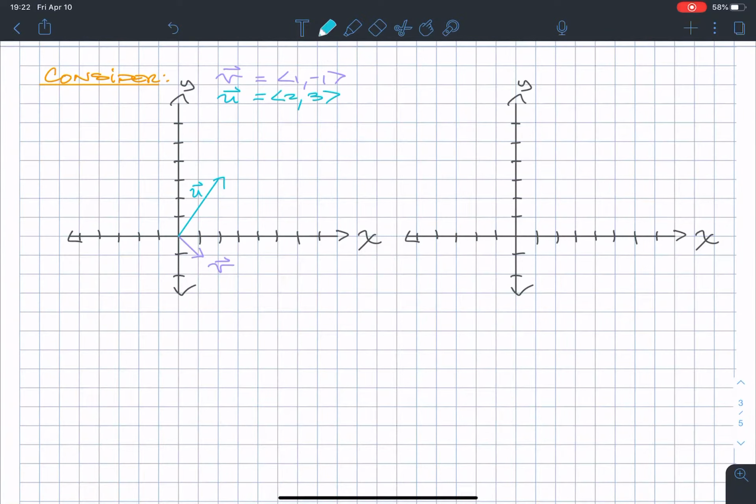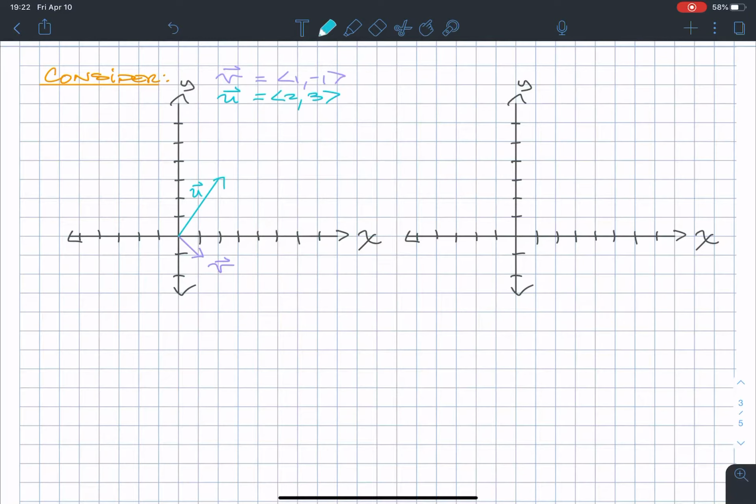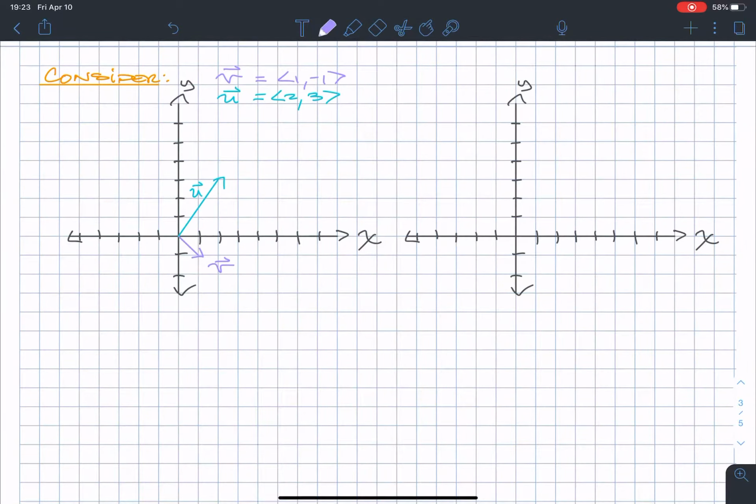Okay, so let's consider something. Let's consider the case where I place vector v starting here. So it would be to the right 1, down 1. And let's consider what results here. Let's call this vector w. So do you agree that vector w has gone to the right 1, 2, 3, and up 2 from the origin?